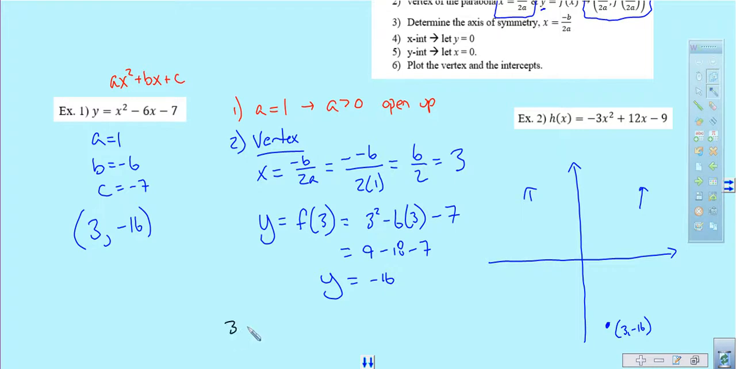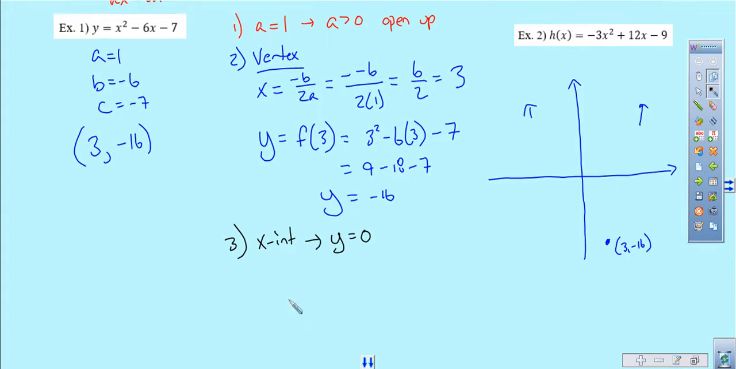So step number 3, if you want to find an x-intercept, I would really recommend that you write this down each time you're doing it, so that way you remind yourself of what you're saying. Like I would say to myself, oh, I want to find an x-intercept. That means I'm going to let y equal 0. So I go to my equation and I say 0 is equal to x squared minus 6x minus 7.